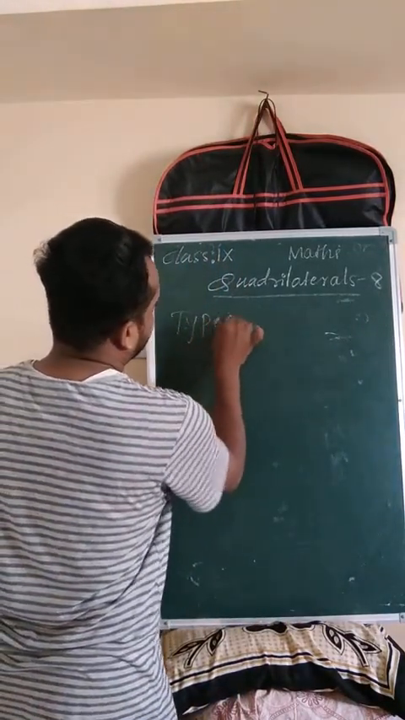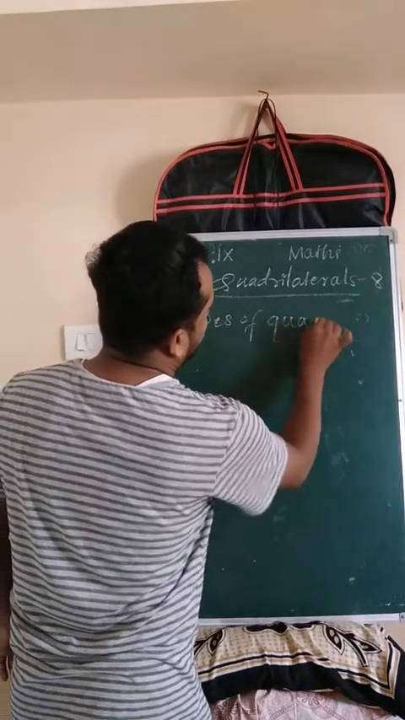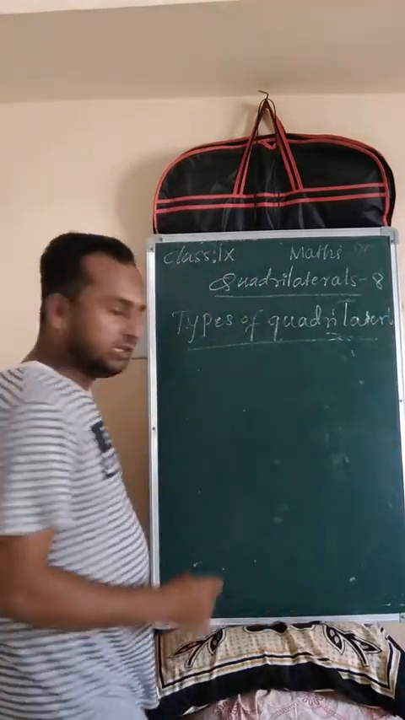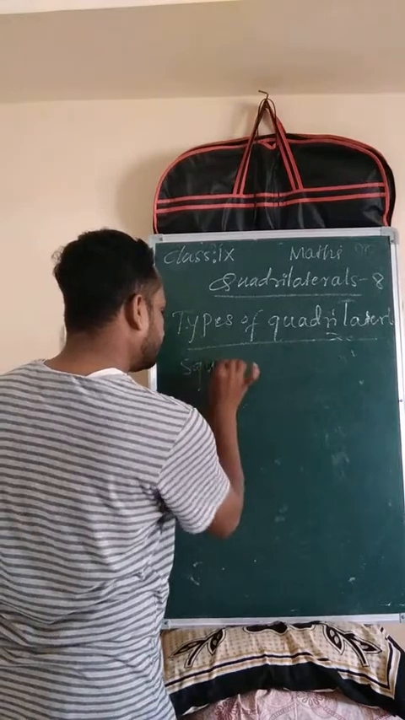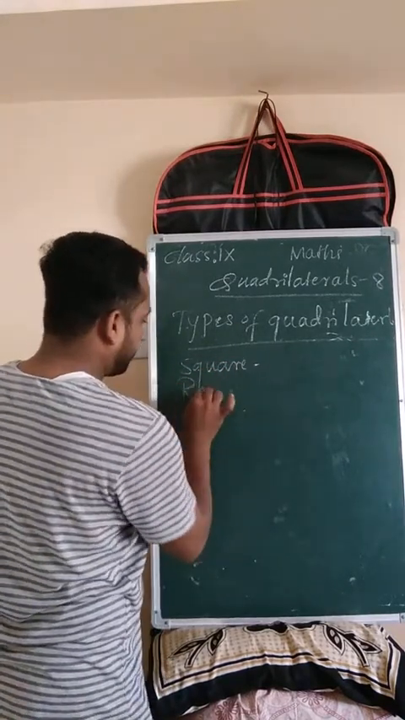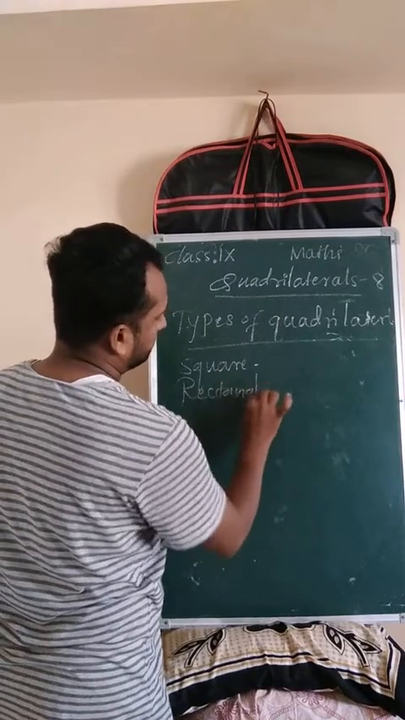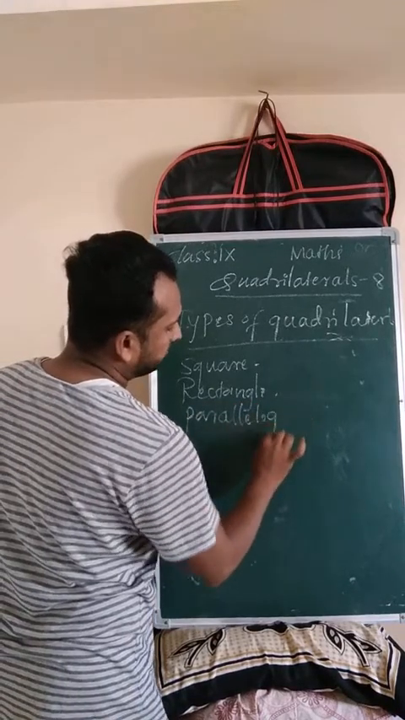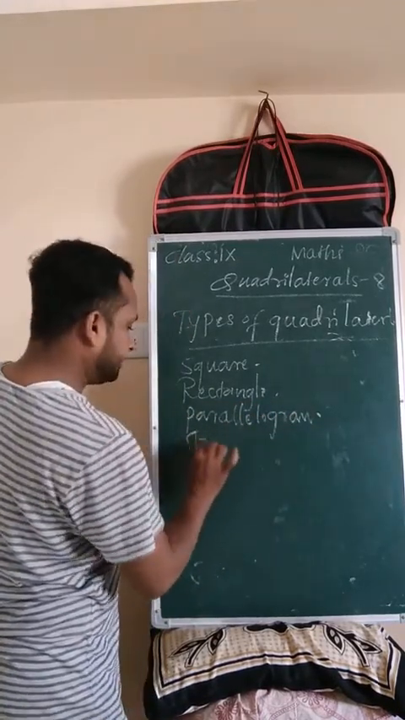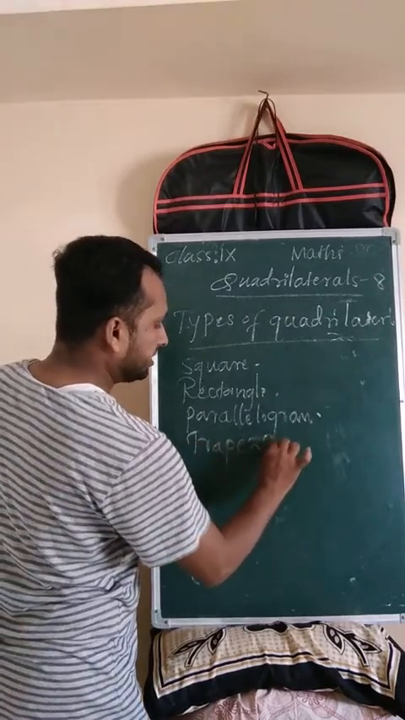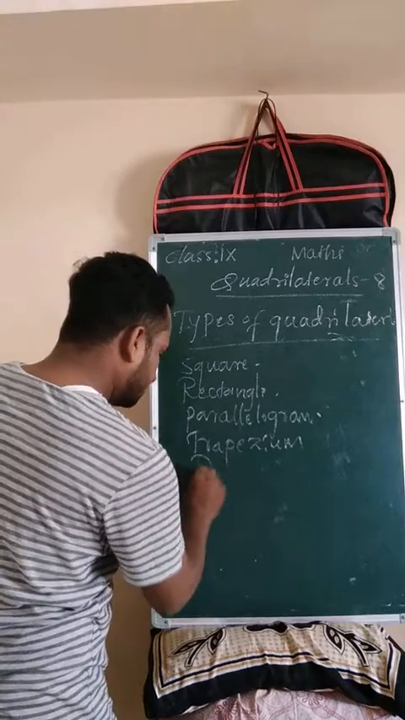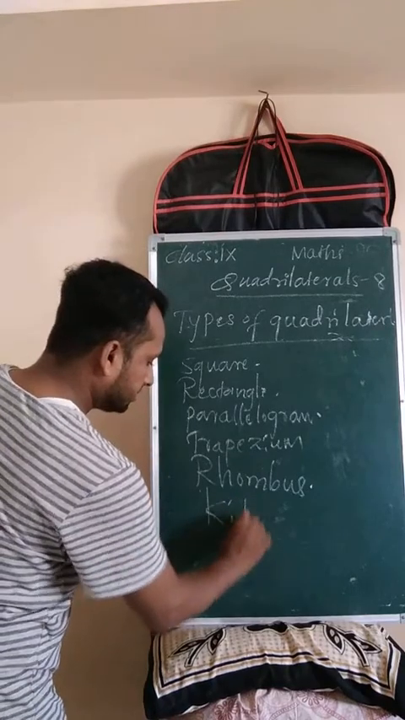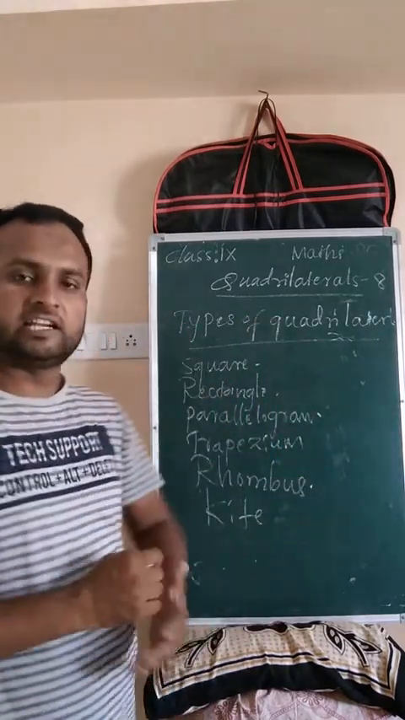Types of quadrilaterals. Now see which are those here. Square, then a rectangle, and parallelogram, and trapezium, and rhombus, and one more is kite. Now these are the types of quadrilaterals.